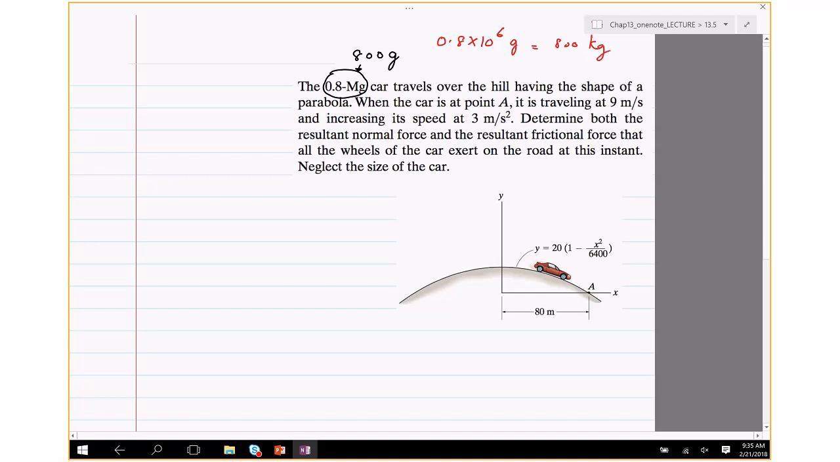Anyway, the 0.8 Mg car travels over a hill having the shape of a parabola. When the car is at point A, here, it is traveling at 9 meters per second. Let's write that down. V equals 9 meters per second, and increasing its speed, which is V dot is 3 meters per second squared. Determine both the resultant normal force and the resultant frictional force that all the wheels of the car exert on the road.